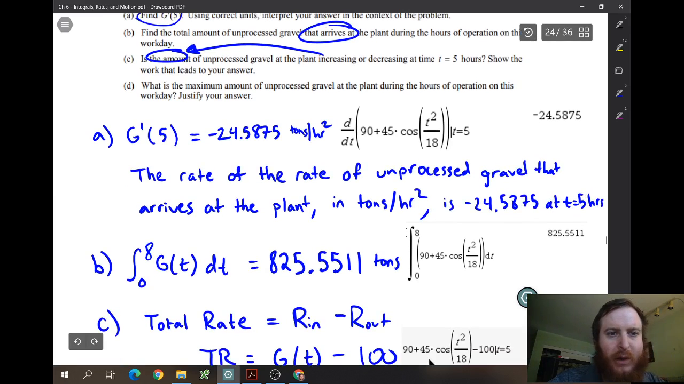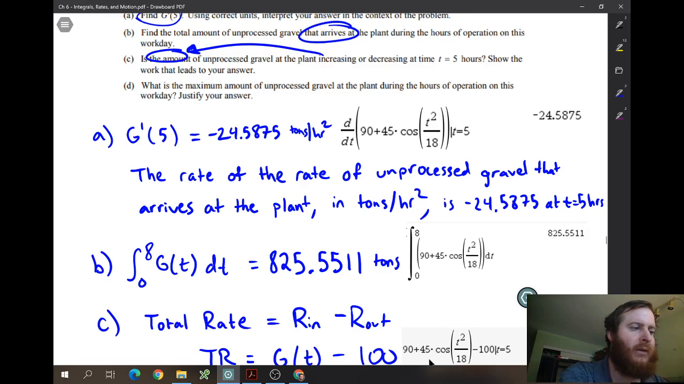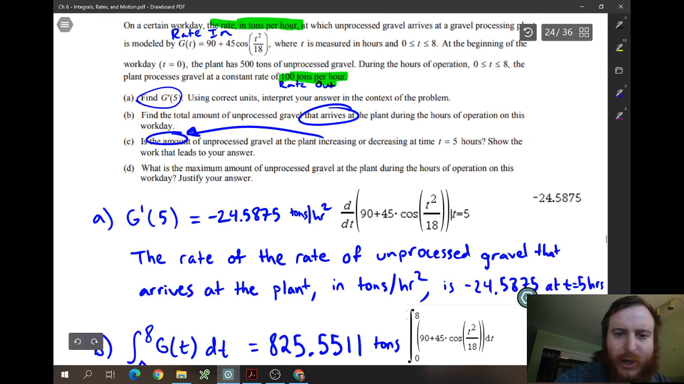Okay, B says find the total amount of unprocessed gravel just that arrives. That's very important. Just that arrives. Not the amount at the end of the day, but just that arrived. So you want to pick out those keywords. If it says find the total amount at a certain time, then that would be the starting point plus the integral of the rate in minus the integral of the rate out. When they only tell you the amount that arrived or the amount that went in or the amount that went out, in this case, we don't use the starting value.